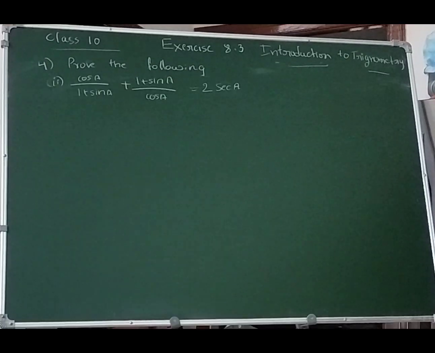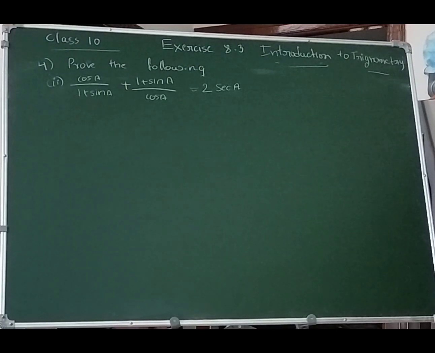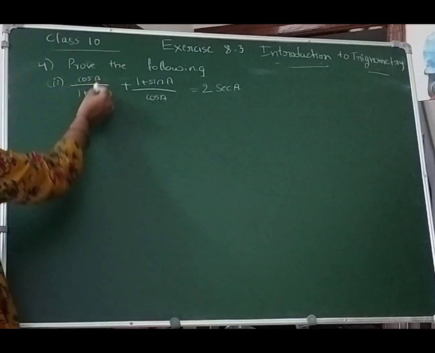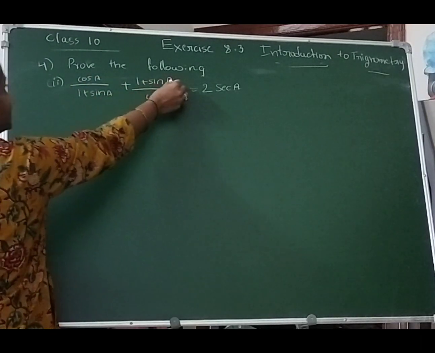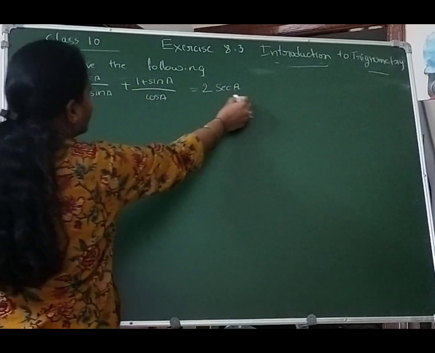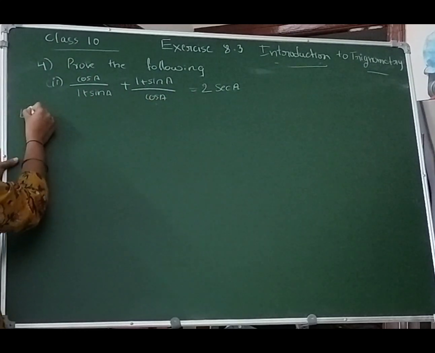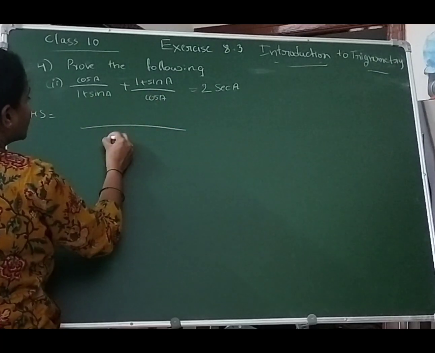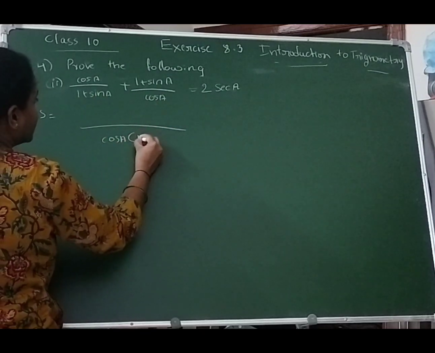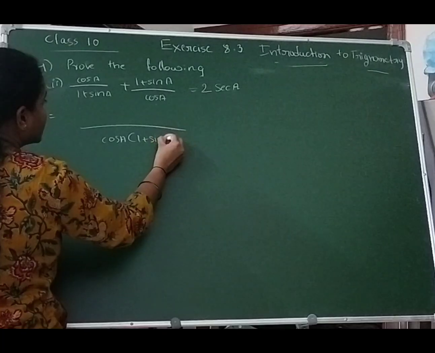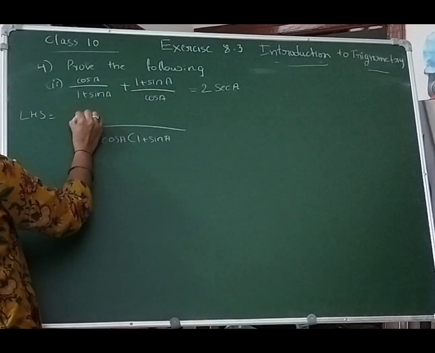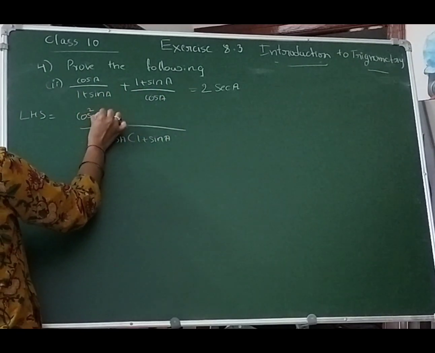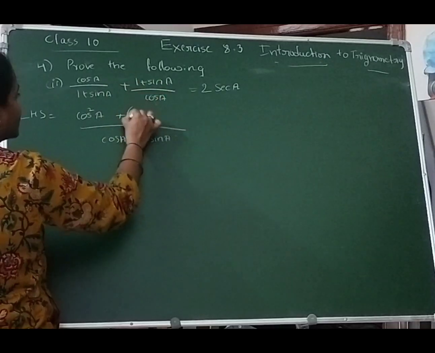Next, we'll move on to the second sub question of the fourth main question. That is cos A divided by 1 plus sin A plus 1 plus sin A by cos A is equal to 2 secant A. So first we'll consider the LHS. By taking the LCM of cos A into 1 plus sin A, we'll get the numerator as cos square A plus 1 plus sin A whole square.